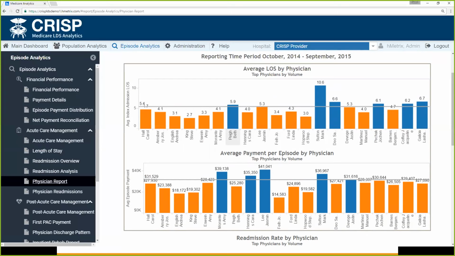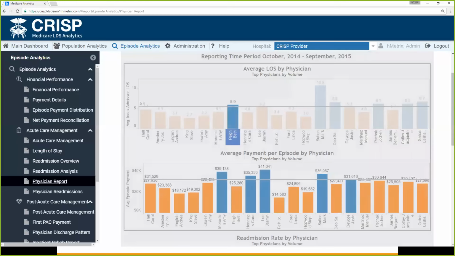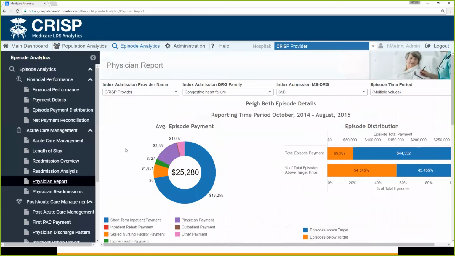What we allow within the tool, as I mentioned before, is drill downs within each of the reports. So clicking on any of the physicians allows you to drill down into that specific physician. This is the physician details report. Anywhere that you see a physician's name within the report, you can drill down to this specific report on that physician. I hesitate to use the word report card, but it's an overall high-level report for that physician.